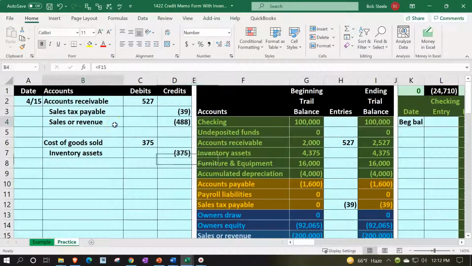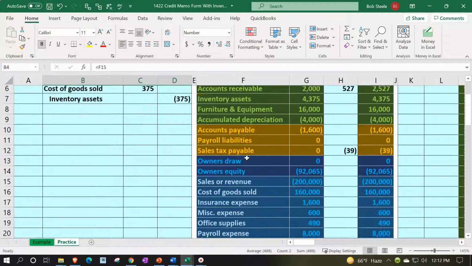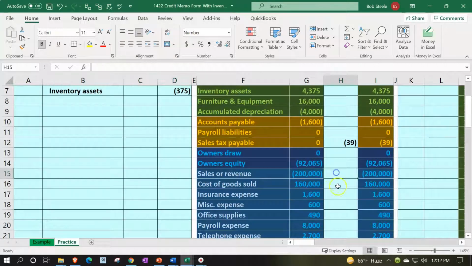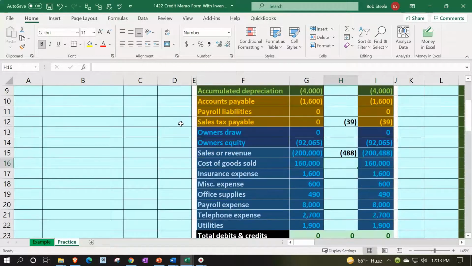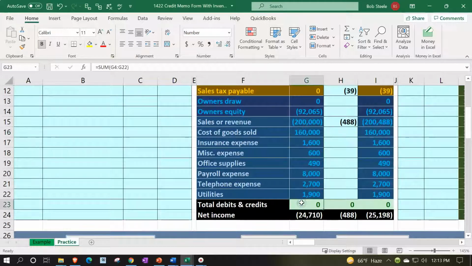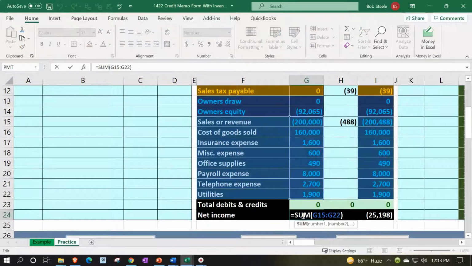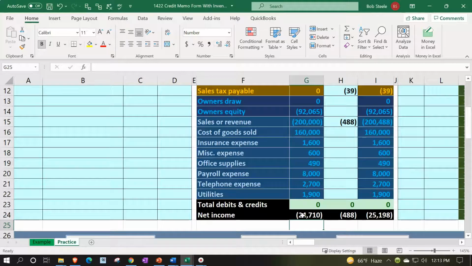Finally, the revenue then going up by the 488. Revenue on down below, we are in H15 equals, we're going to pick up that 488. That then puts us back in balance with the green zeros, the net income calculated as the revenue minus the expenses, that being income, not a loss. 24,710 increases by the sales amount, the 488 to the 25,198.